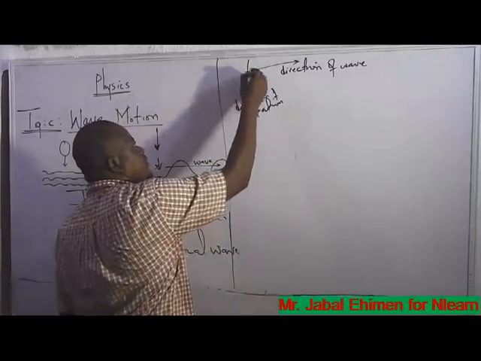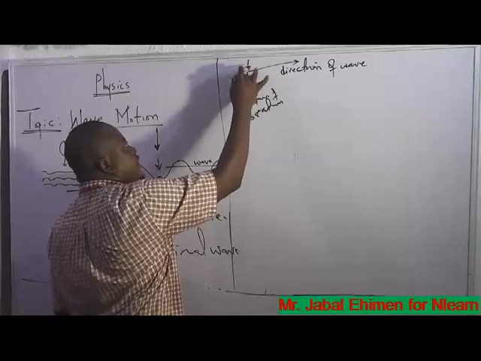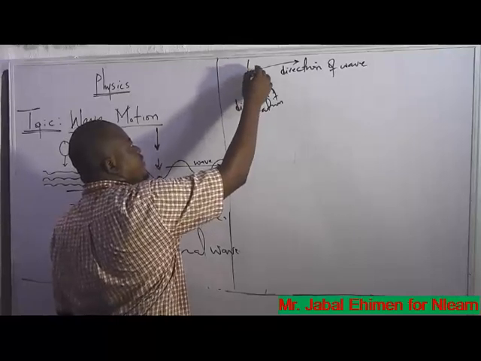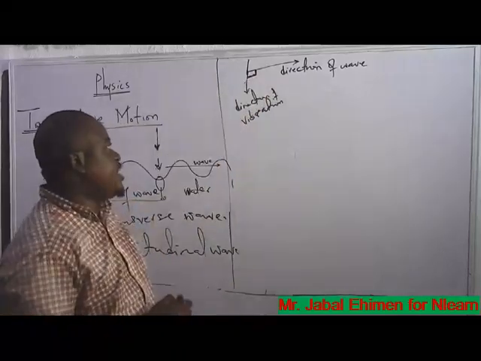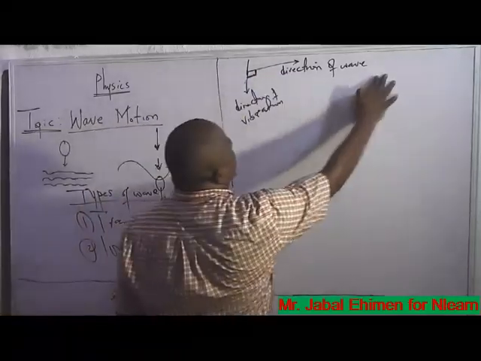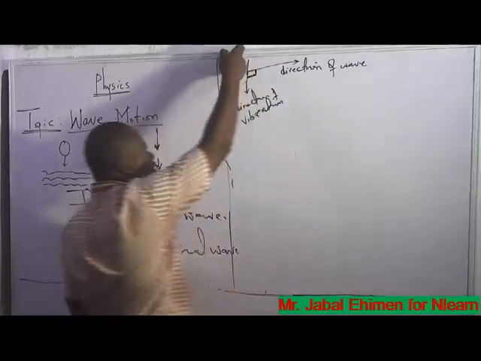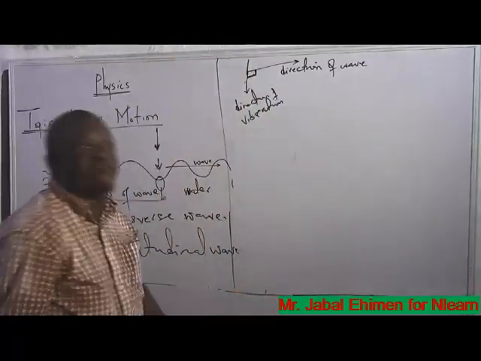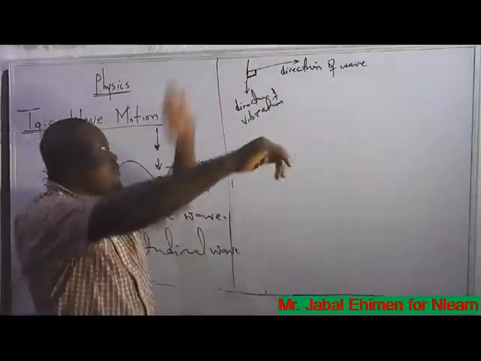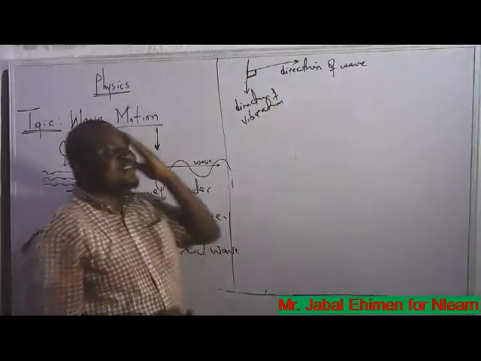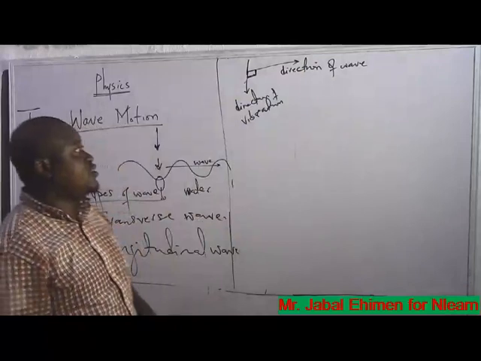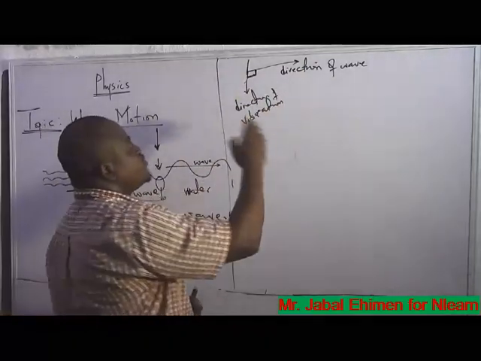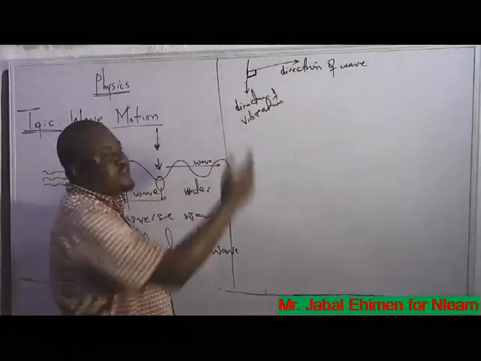That's the word, perpendicular. You see this, remember this 90-degree sign? Whenever you see that 90-degree sign, it means it is perpendicular. So the direction of the wave, the direction of vibration, that is what it is. So this kind of wave is said to be a transverse wave because the direction of the wave is always different from the direction of the vibration.